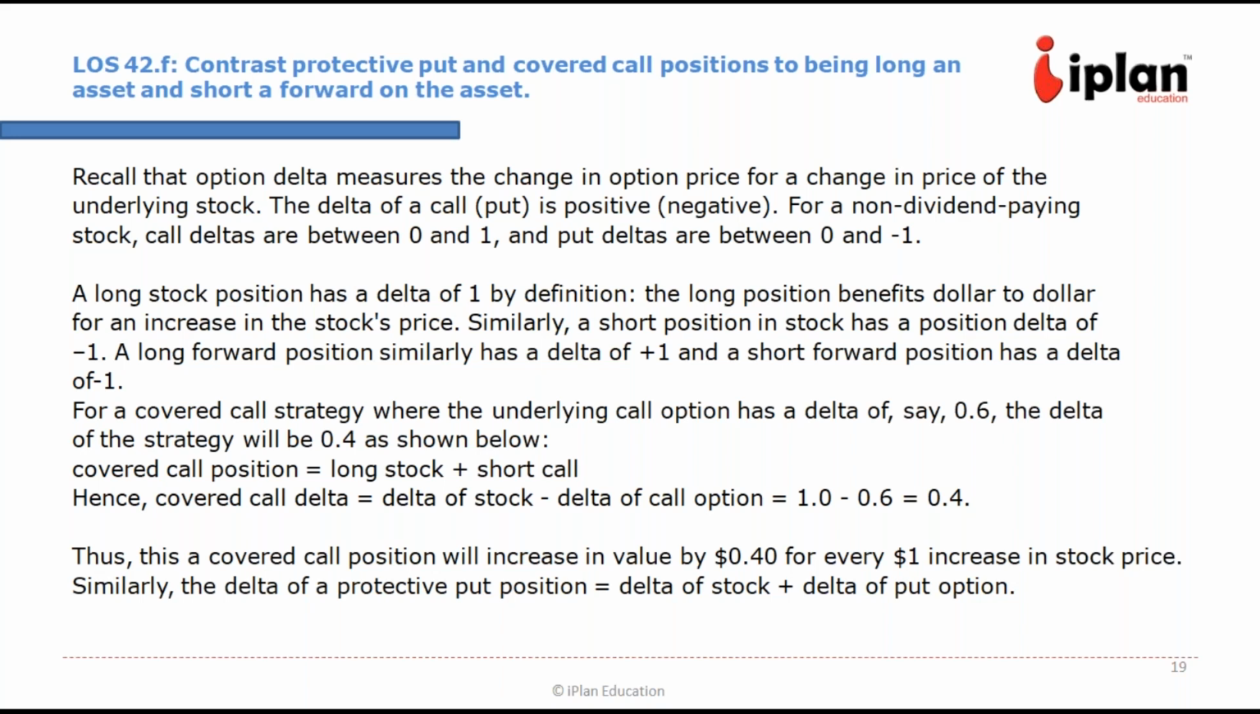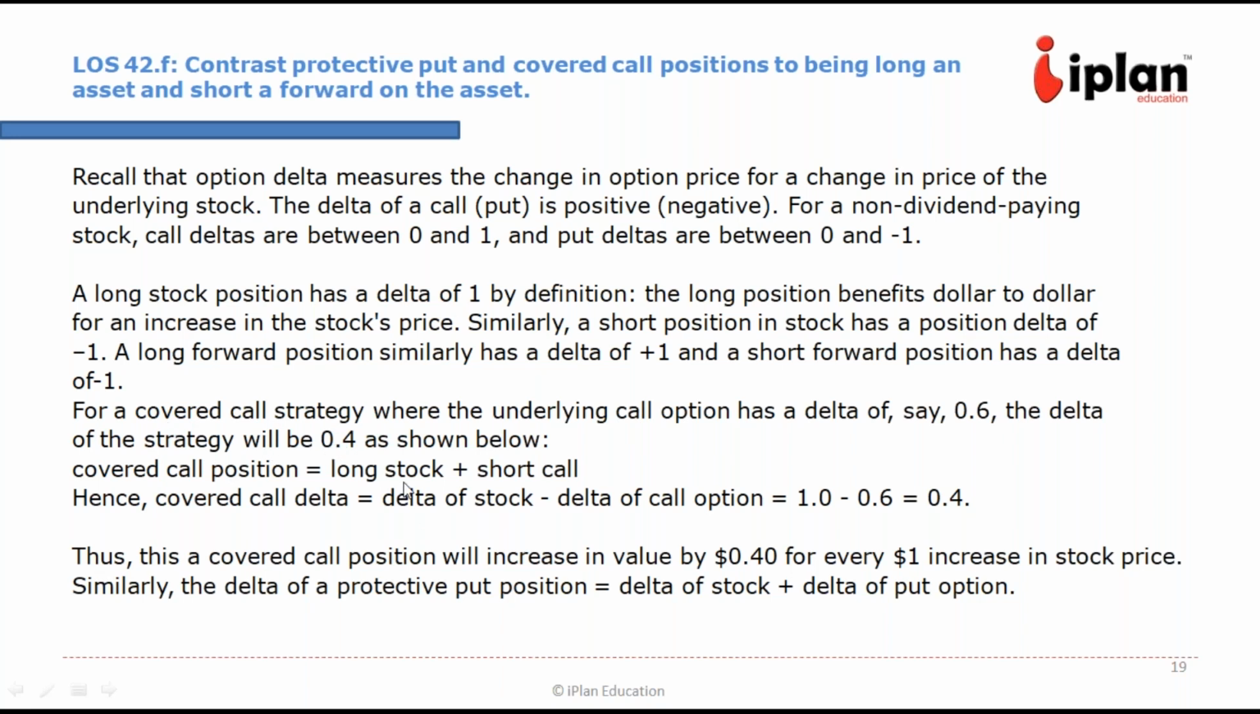So that is a problem. You have to go for more number of contracts. You have to increase the number of contracts to get the perfect hedging. That is called delta neutralization. However, here it says that for a covered call strategy where the underlying option has a delta of 0.6, the delta of the strategy will be around 0.4.